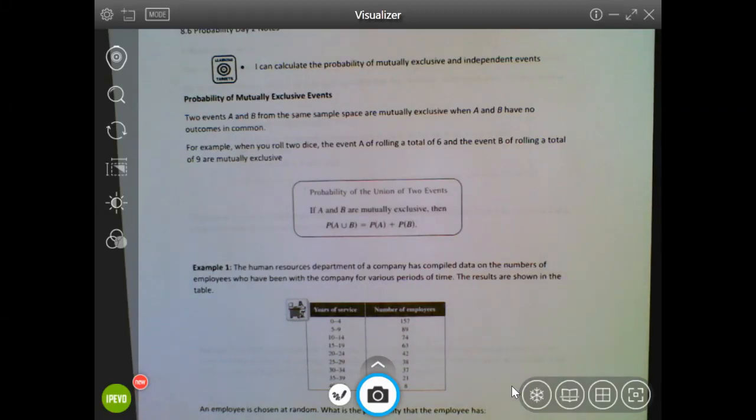Today, we're going to be continuing our conversation about probability. So, we're going to be looking at mutually exclusive and independent events today. We're going to be starting with mutually exclusive events.